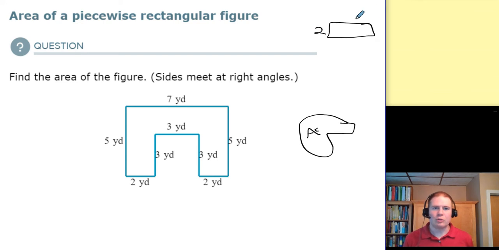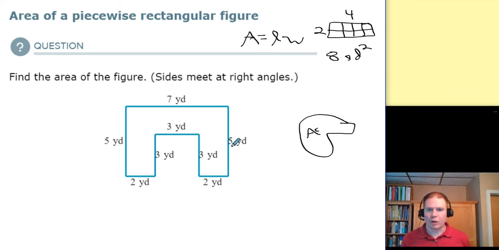If we just have something like 2 by 4, we can actually draw a grid and see how many squares are in here. Well, 2 here, and another 2, and another 2, and another 2. 2, 4, 6, 8 squares. So we have 8, whether it's yards or feet or inches, whatever. 8 squares of whatever that unit is. Right? And so in general, that's length times width.